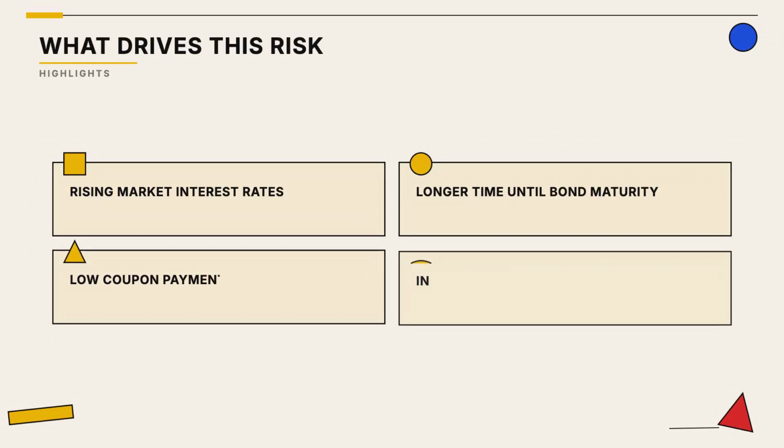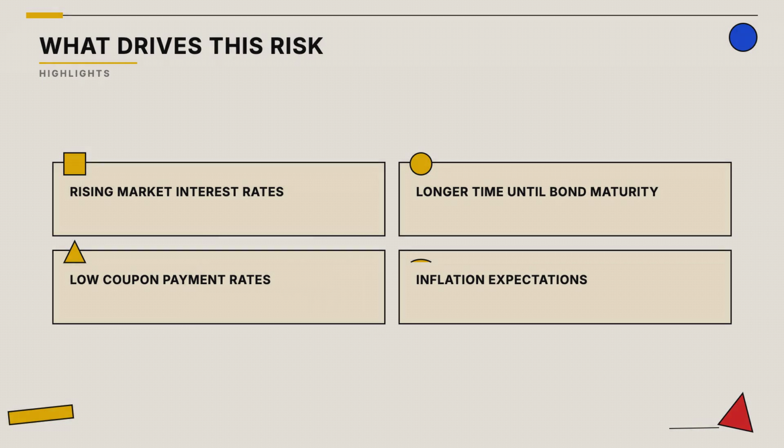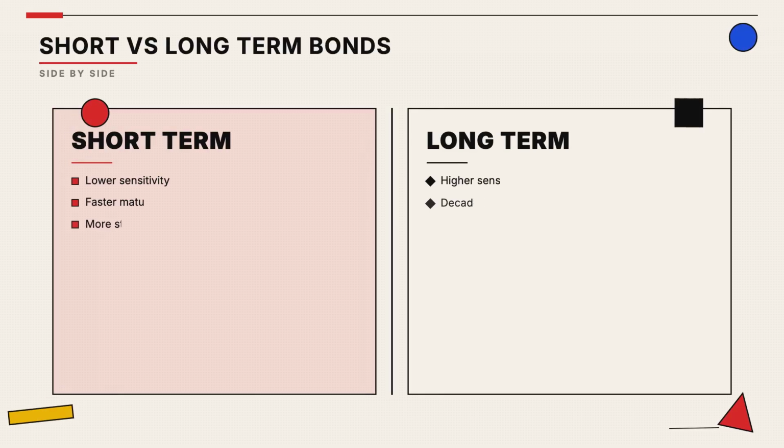Several factors amplify this risk. The longer you have to wait to get your principal back, the more sensitive your bond is to rate changes. Short-term bonds are generally more stable, while long-term bonds react much more aggressively when the Federal Reserve shifts interest rates.